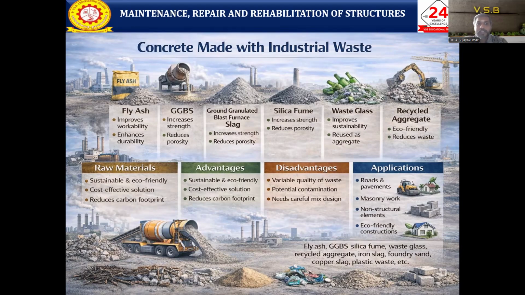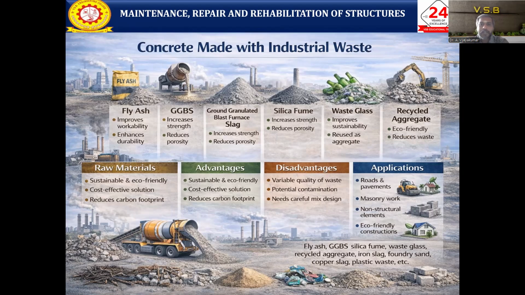If using GGBS, the strength of the concrete increases and the porosity reduces also. Ground granulated blast furnace slag material increases the strength and reduces the porosity. If using silica fume, it increases strength as well as reduces porosity. Using glass waste automatically improves sustainability and is reusable as aggregate. For recycled aggregate, whatever we demolish in our concrete structures, we can use as recycled aggregate. It is eco-friendly and reduces waste.